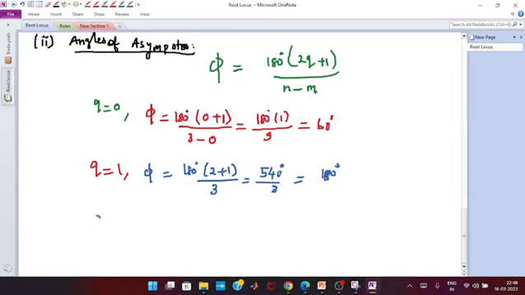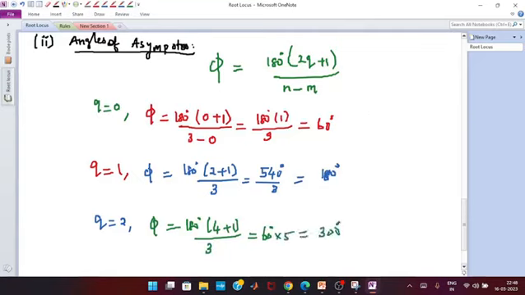Next we will find it for q equal to 2. For q equal to 2, phi equals 180 degrees into 2 into 2. 2 into 2 is 4, so 4 plus 1 divided by 3. So 180 degrees divided by 3 is 60, so 60 degrees into 5. The answer is 300. Now after this, let me put it like this and find the other values.